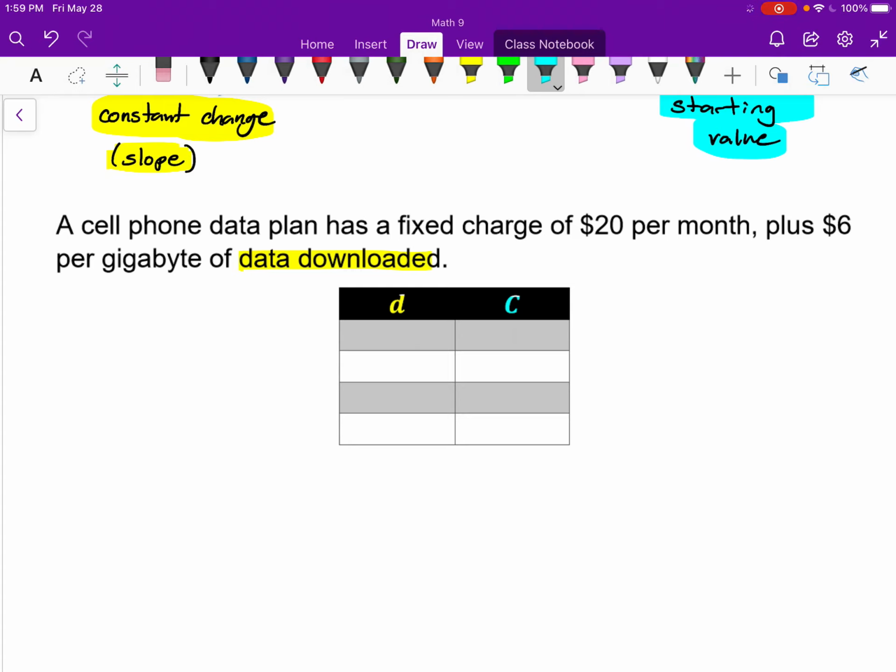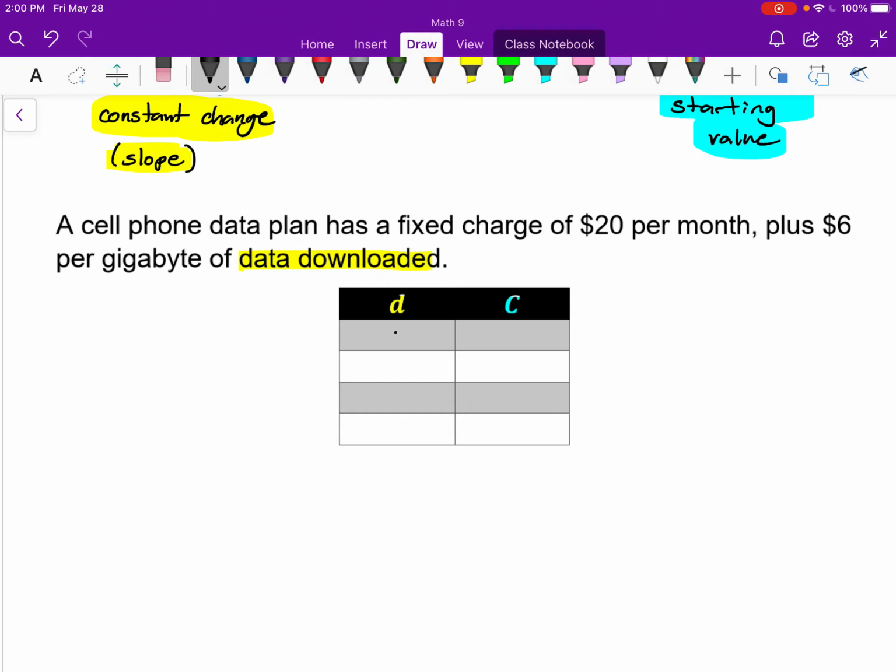So this table right now is empty, and I want to use this, though, to eventually create an equation to represent this. And a key idea is that we can take any linear relationship and we can express it as a table and we can express it as an equation, and we can move between those. So, for example, for data downloaded for a table, let's just pick easy numbers for ourselves and make a nice sequence.